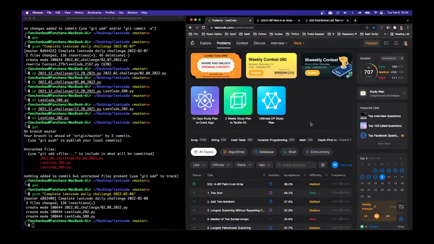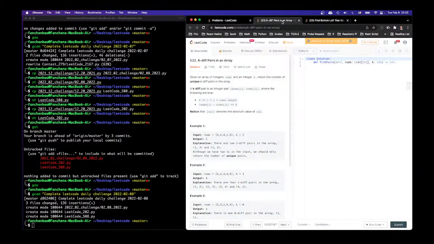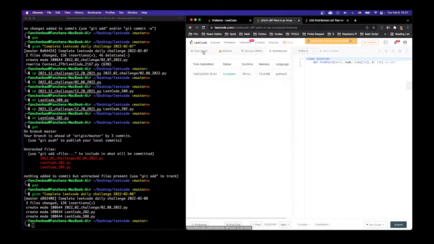Anyway, so let's see what we have today. What we're going to do, this is for tomorrow actually. We have K diff pairs in an array. Have we done this before? Yeah, we have, in 2020. Okay.